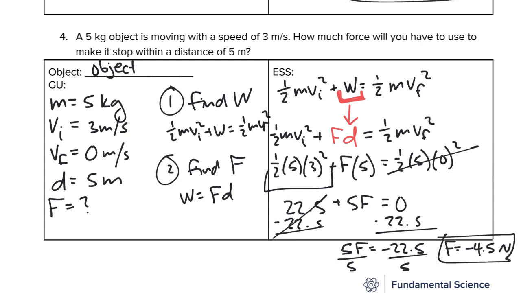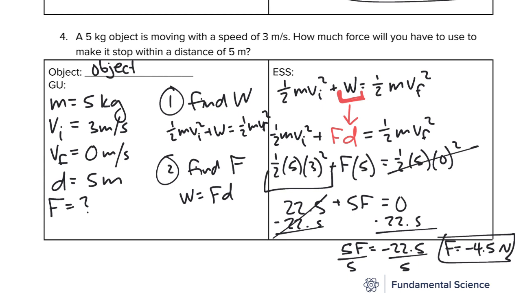So really, when we did this one, all we had to do was say, we're looking at kinetic energy. Kinetic energy is the thing that's changing around here. And since we're changing kinetic energy, we are going to use the work kinetic energy theorem, which is this equation up here. We substituted in force times distance for the work, and then we solved it out for a force of negative 4.5 newtons.